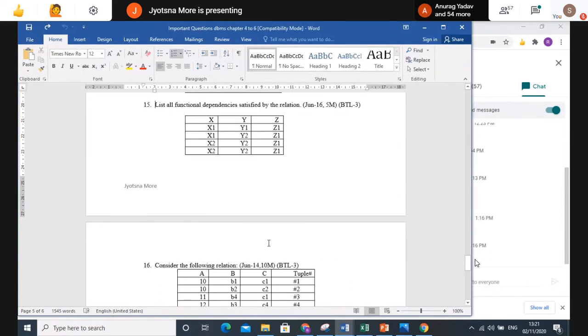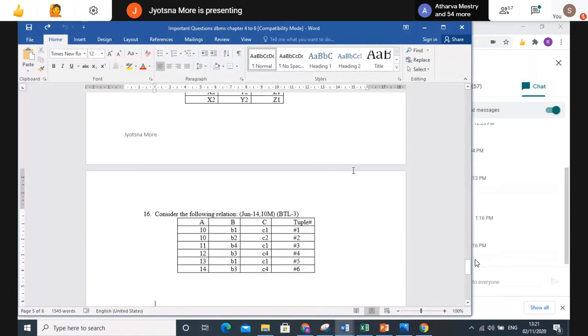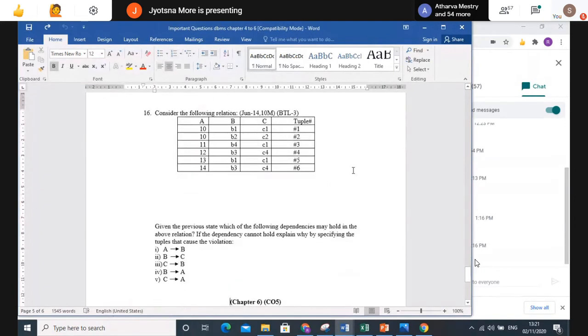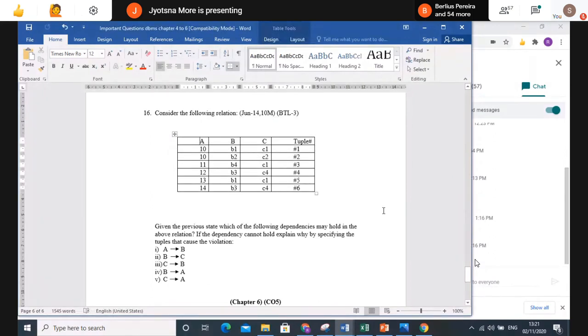So this is a similar type of question which we just did, so I will not solve this right now. I will put this for your assignment. We'll take the next question. Consider the following relation which is given over there. All of you just copy this question and try to solve it on your own. Meanwhile, I'll take your attendance and ask for the answers.